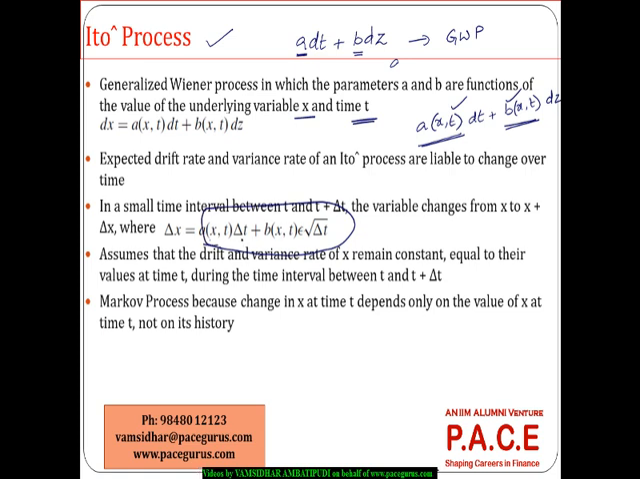A times delta t plus b times delta z, and delta z I know is epsilon times square root of delta t. Now, if the drift and the variance are constant, then it is as good as your generalized Wiener process. And it's a Markov process because at any point in time, the change in x and t depends only on the current values of x and t, but not the historical data. So, the Ito process is internally a Markov process.